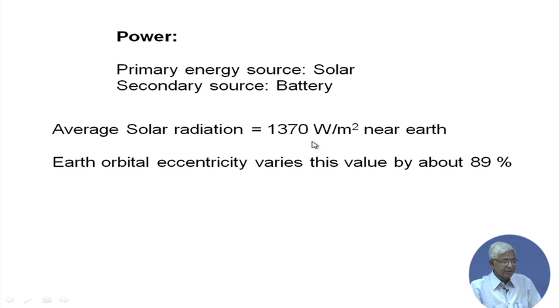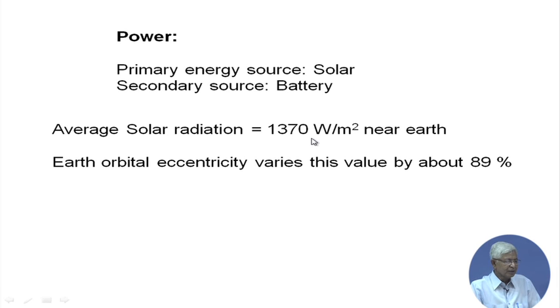But we have to remember the earth is moving around the sun not in an exactly circular path, it has certain eccentricity. So, sometimes in the year earth is away from the sun, sometimes earth is nearer to the sun. So, this radiation will be varying based on the eccentricity. The eccentricity is roughly estimated as 0.89 or 89%. So, this factor also has to be considered. When it goes away from the sun, the solar radiation reaching the satellite will be smaller.